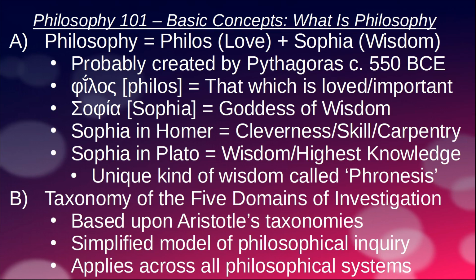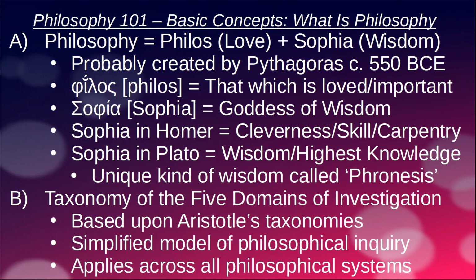Now, Sophia was represented in Homer as cleverness or skill in carpentry, but by the time it is readdressed in Plato, Plato defines it as wisdom and highest knowledge, and it was a unique kind of wisdom called phronesis, which we will get to in a later lecture in the series.